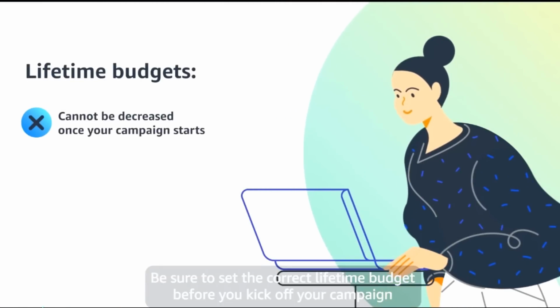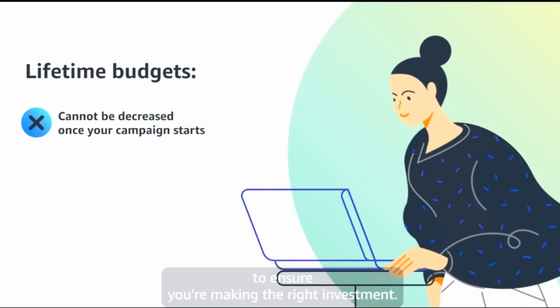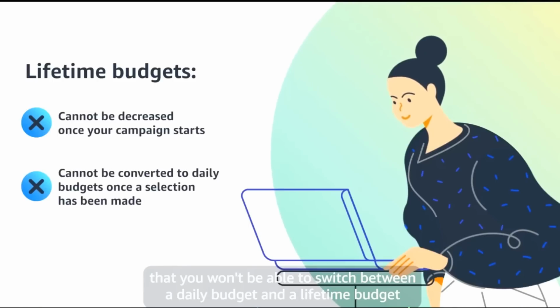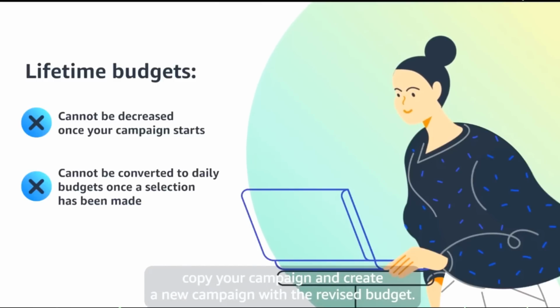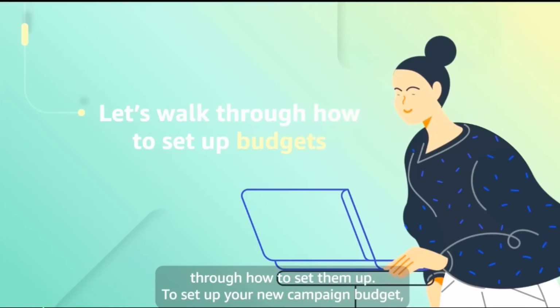Be sure to set the correct lifetime budget before you kick off your campaign to ensure you're making the right investment. Also note that you won't be able to switch between a daily budget and a lifetime budget after you've selected one. To change your budget for an active campaign, copy your campaign and create a new campaign with the revised budget. Now that you know the available budget types, let's walk through how to set them up.